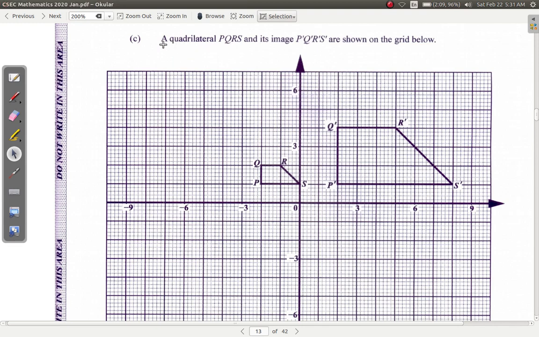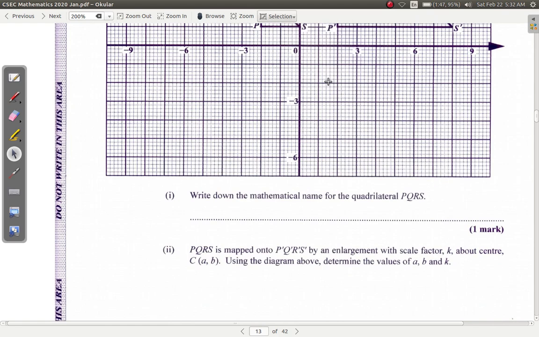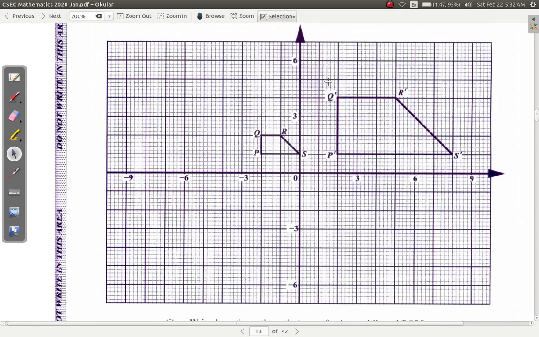What the question says is that a quadrilateral, that's 4 sides, quadrilateral PQRS. Okay, so this is PQRS. Go back to P, and its image P prime, that's here, Q prime, R prime, S prime, are shown on the grid below. All right, we see them. Now, what are we to do? Write down the mathematical name for the quadrilateral PQRS. All right, the mathematical name.